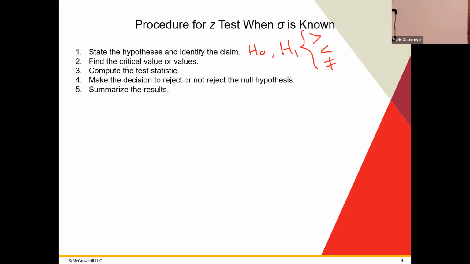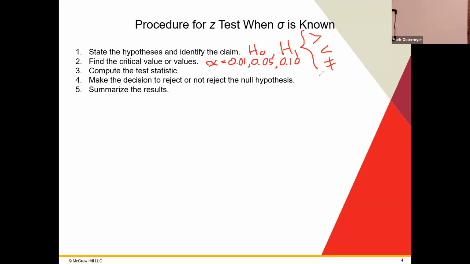Step number 2 is setting the level of alpha, your level of significance. So basically, you need to determine at what level you're going to test these hypotheses. Normal levels that we test hypotheses would be the 1% level, 0.01, or the 5% level, 0.05, or we test many times at the 10% level of significance.